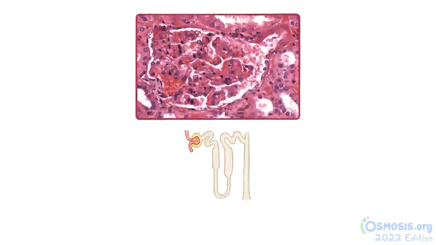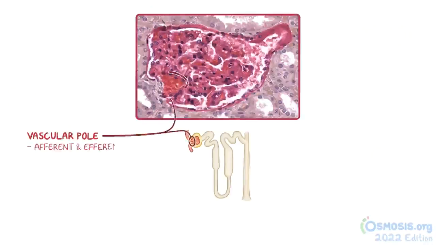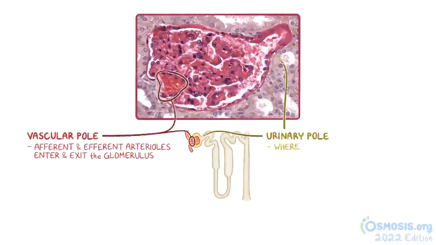In some images of the renal corpuscle, you'll also be able to see the vascular pole, which is where the afferent and efferent arterioles enter and exit the glomerulus in order to supply and drain the glomerular capillaries. The urinary pole is where the ultrafiltrate is drained from the capsular space into the next part of the nephron, the proximal convoluted tubule.